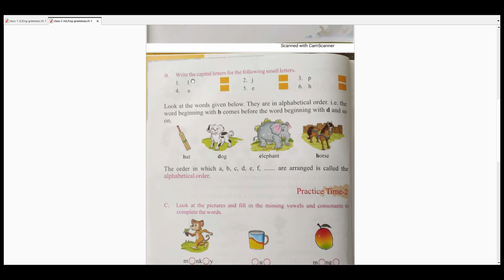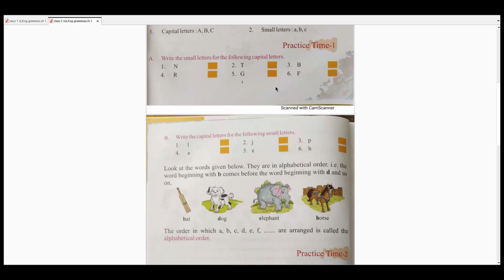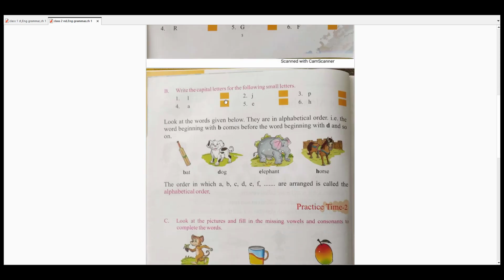The second question is: write the capital letters for the following small letters. Now this is the reverse of the first. You have to write capital letters for these small letters.